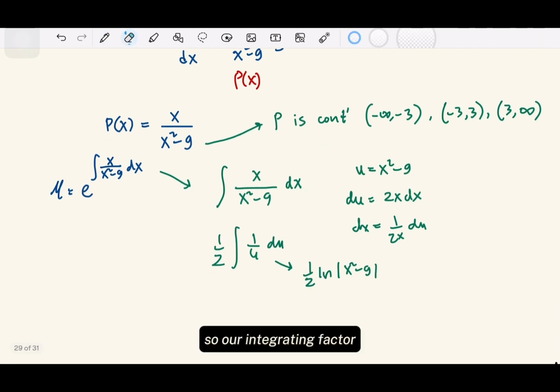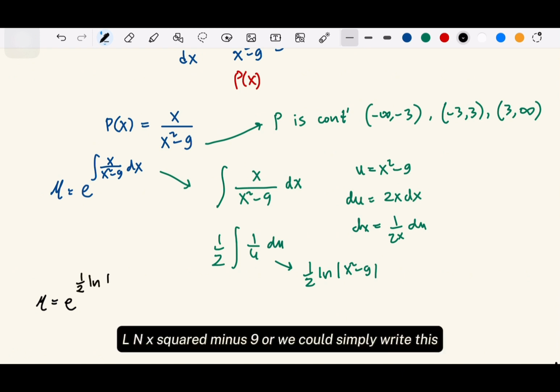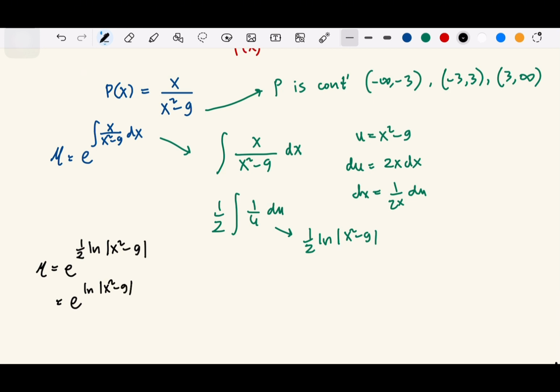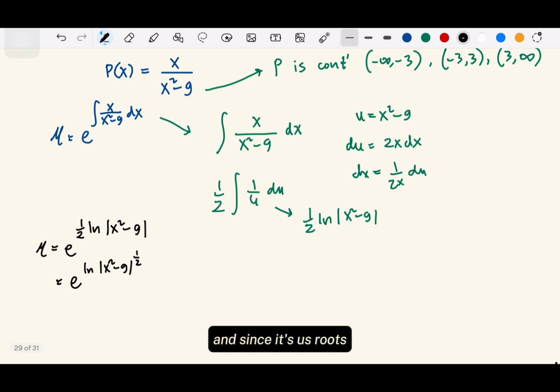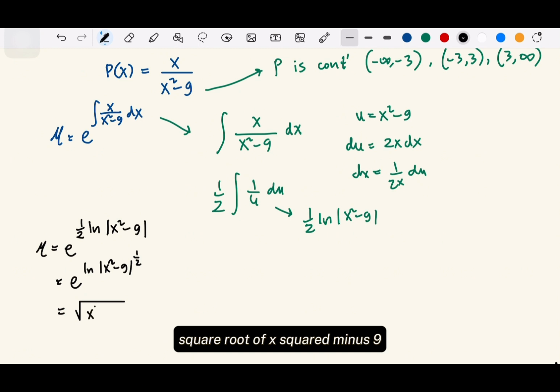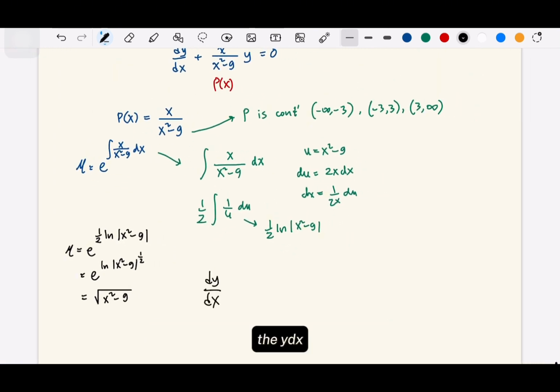So our integrating factor will give e to the half ln x squared minus 9, or we could simply write this, and since it's roots, then we can make sure that we can just write this as the square root of x squared minus 9, and then multiply the formula, we get dy dx.